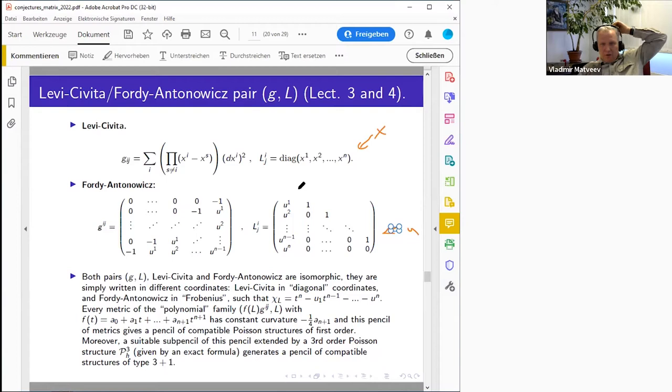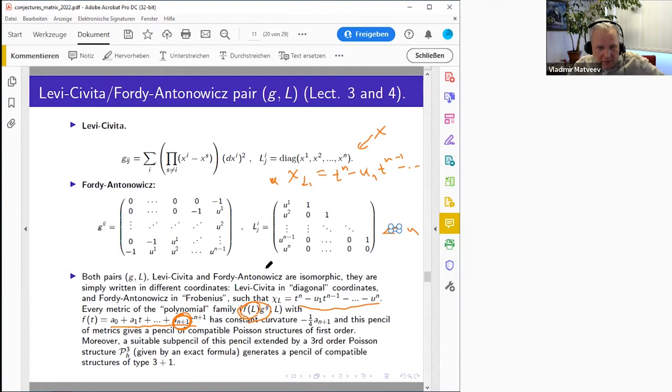The relation between U and X is that U are symmetric polynomials in X. So if you take this polynomial of L, it has the form t to the power n minus U1 t to the n minus 1, and so on. Since I wrote the formula here, there is no need to repeat. So if you multiply the metric G by a polynomial F with coefficient A from the correct side, then this metric will have constant curvature. The constant curvature depends on the value of the leading coefficient.